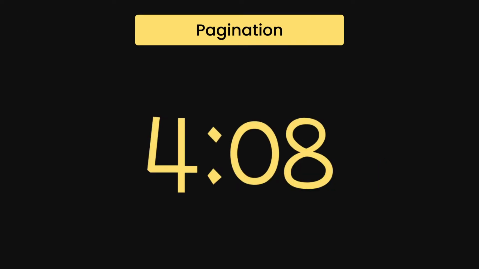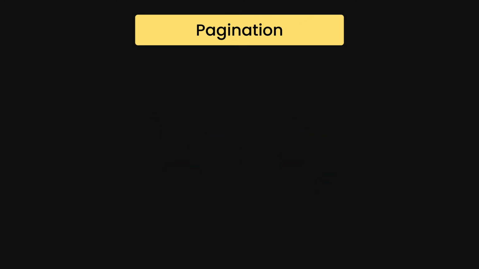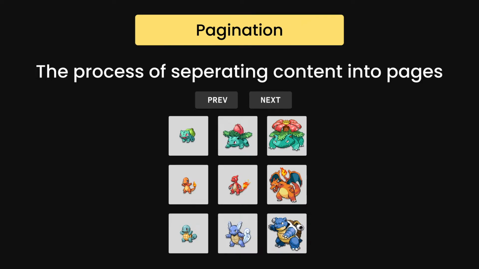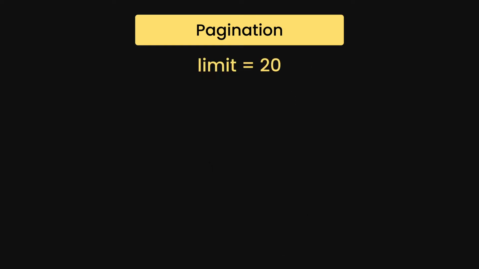If you know what pagination and offset mean in terms of API, you can skip to this timestamp. But if you don't, stick with me for a while. The process of separating content into pages is known as pagination. In our case, showing 20 Pokemons per page is pagination. That means we need to fetch 20 Pokemons every page. PokeAPI has the default limit of 20, so we don't need to change that.